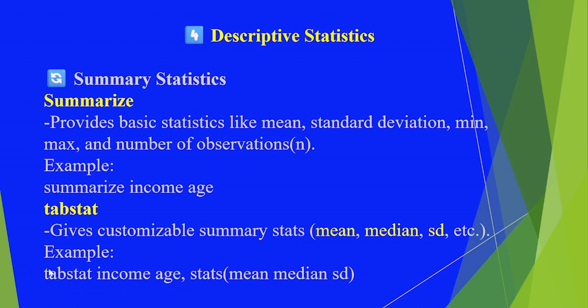You just need to issue tabstat, for example, income age, assuming those are the columns of interest, and we add an extra argument called stats in brackets. Now these are the statistics we want to come along with the summary statistics of these two columns. We need the mean, the median, and the standard deviation for the income and age columns.